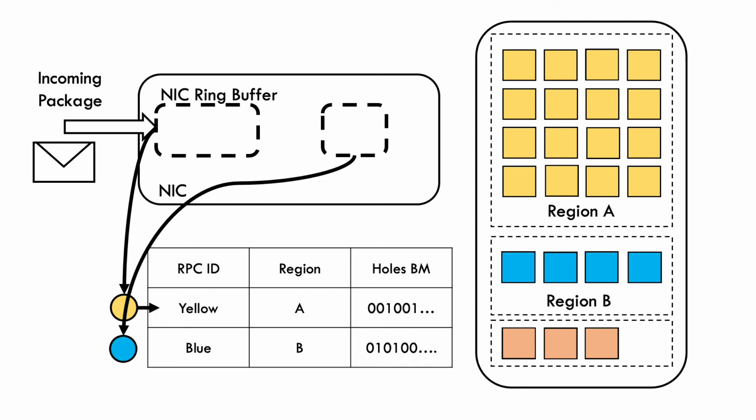This information can be used as a hint to the CPU to calculate the offset between the starting of the huge page region and directly place the packet to the correct location.